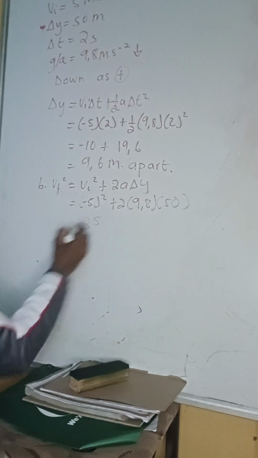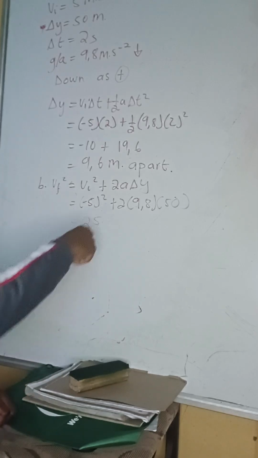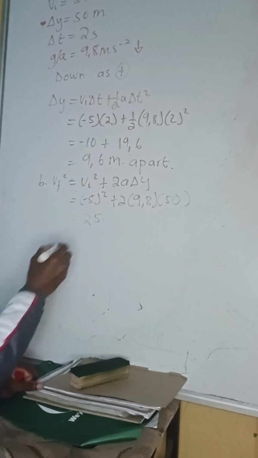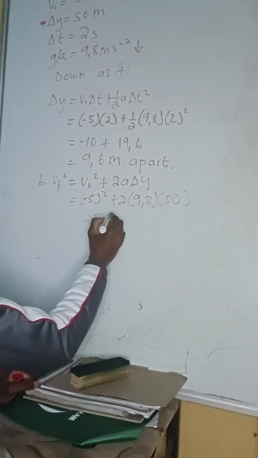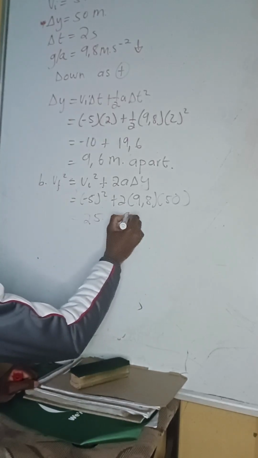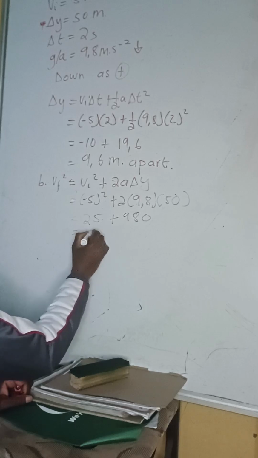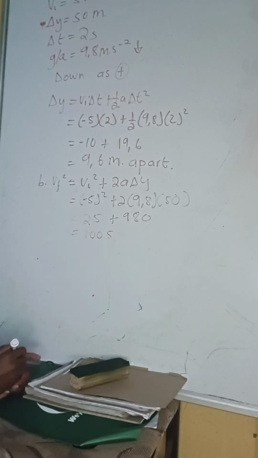So now let us calculate. This one is going to give us 25. Let us now calculate this two and check how much we get. So now this two, when you multiply it, you're gonna get 980. So 980 plus 25. Let's check how much 980 plus 25 is. They give us 1,005. But we don't end here.